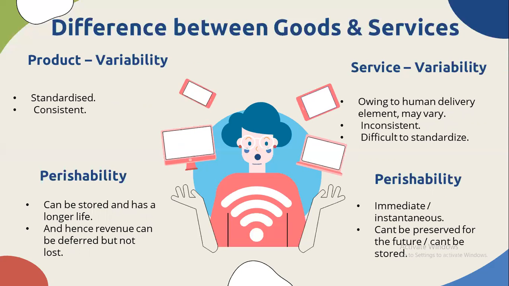Now, another difference here is variability. A product is standardized. A pen that you are buying has a standard design, so it's consistent. But in services, owing to the human delivery element, it may vary. Hence, it is inconsistent and difficult to standardize. When you're buying a pen from one person, he might look at you and smile. But the other day, if you buy the same standard product from another salesperson, he might not be in a good mood and might not give you good delivery. So it is a little different when we are talking about service.